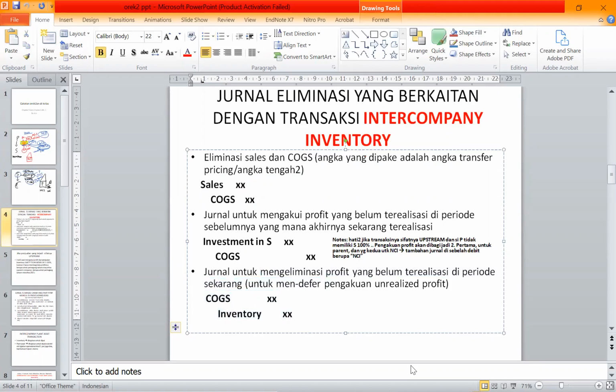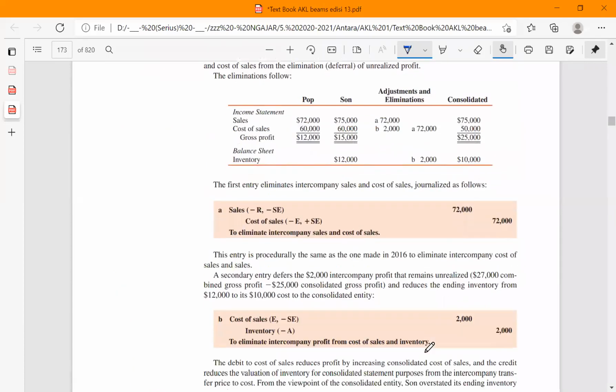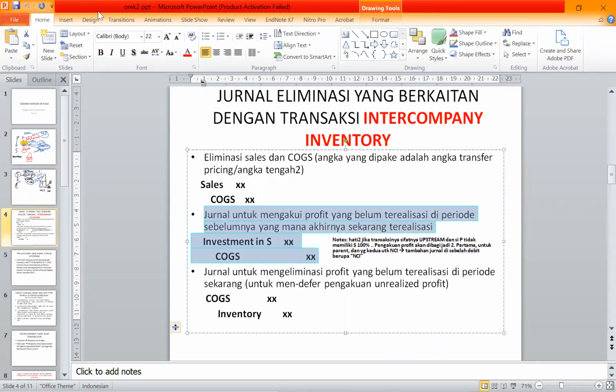And then what is the third journal entry? The third journal entry that we also need to make is the recognition of unrealized profit in beginning inventory. This is kind of the opposite of the previous journal entry. In this third journal entry, we have to finally recognize the unrealized profit from the previous period, which finally will be realized in this current period. And this is the journal entry: Investment in S on the debit side and COGS on the credit side.